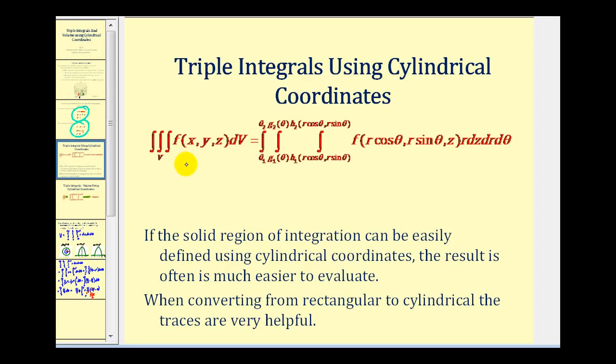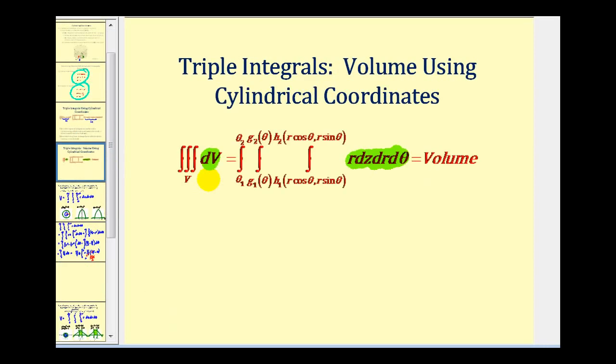The only difference is, for the volume, f of x, y, z would be equal to 1. So our procedure for evaluating the triple integral is going to be the same as we did in the first video. It's just that now the limits of integration will define the solid region, which will then give us the volume of the solid using this triple integral. Let's go and take a look at our first example.